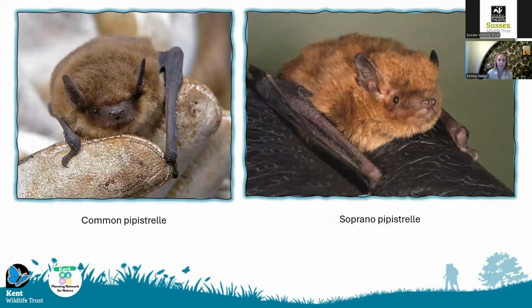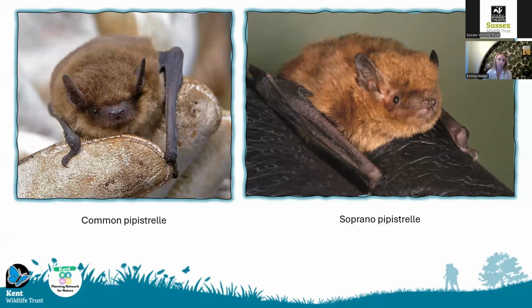So most common species of bat include the common and soprano pipistrelle. They may be our smallest species, weighing up to 5 grams. But as previously mentioned, a single pipistrelle can eat up to 3,000 small insects in a single night. So this shows just how important and vital they are as a natural pest control.